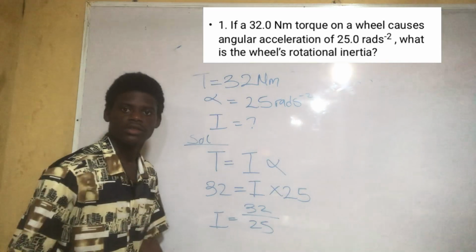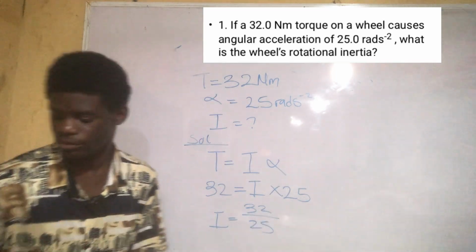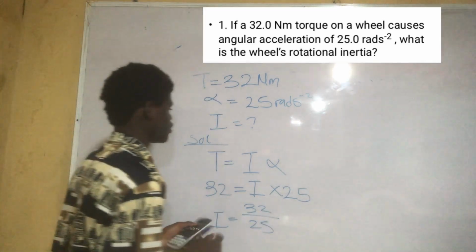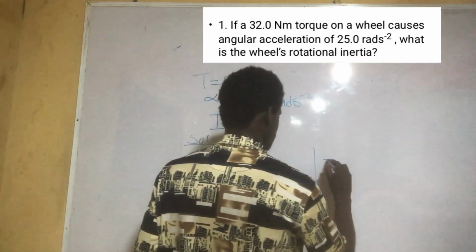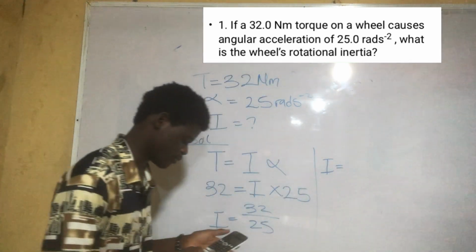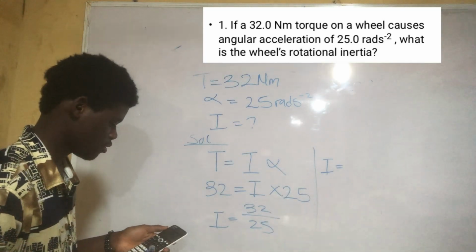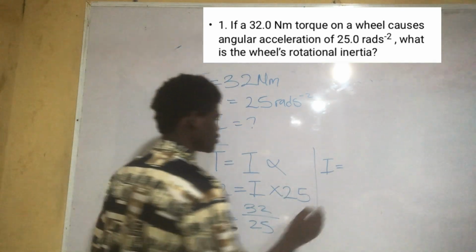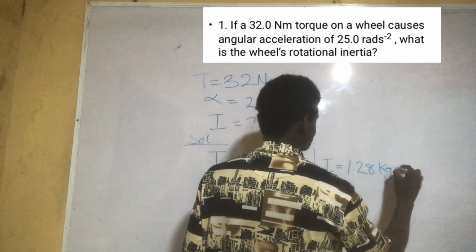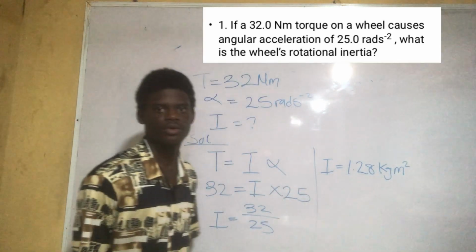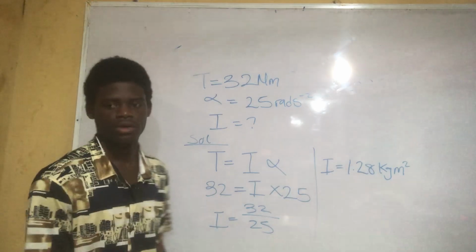So I will be 32 divided by 25. That's 1.28 kilogram meter squared. So that's the answer for that question.